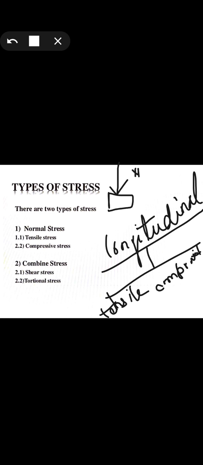But here the two types of stresses in that longitudinal or normal stress are, first, tensile stress and the second, compressive stress. So what does tensile stress mean? If you are applying the force in this condition, the object will get stretched out. That is the tensile stress, meaning the length is increased. Let the increased length be del L, then the changed length will be L plus del L.